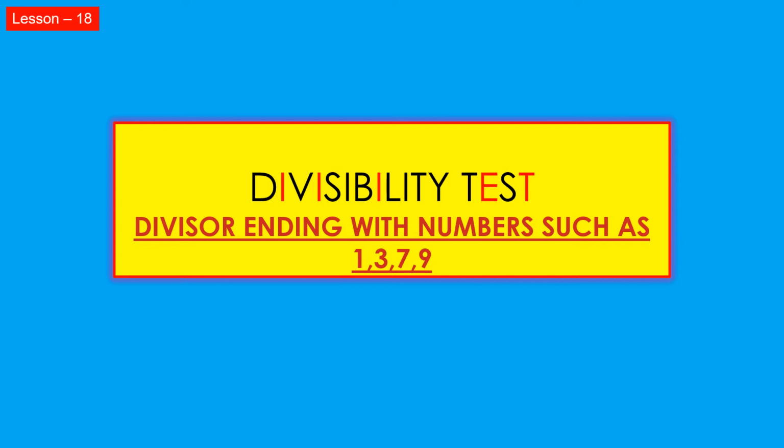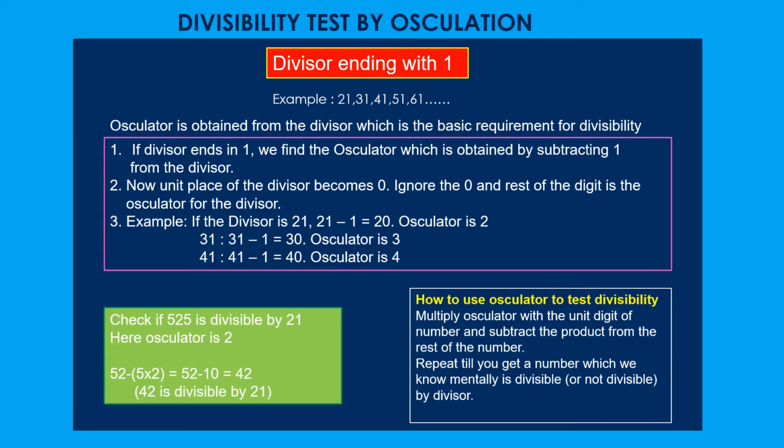First, I am going to explain how to find the osculator, and later I will show you how this osculator is used to test the divisibility. Divisor ending with 1. For example, 21, 31, 41, 51, 61 and so on. The osculator is obtained from the divisor. If the divisor ends in 1, we find the osculator by subtracting 1 from the divisor.